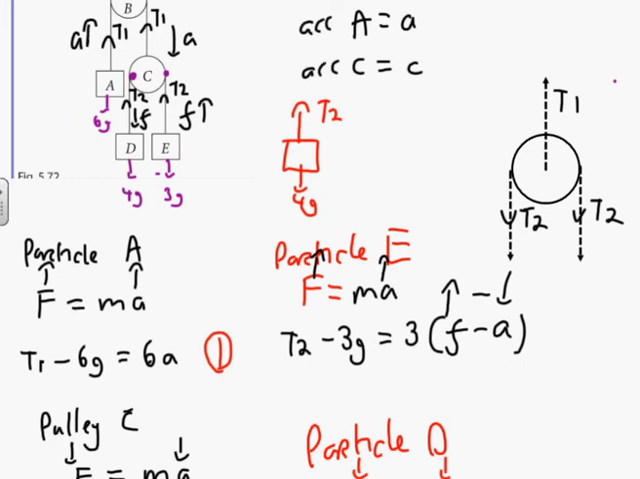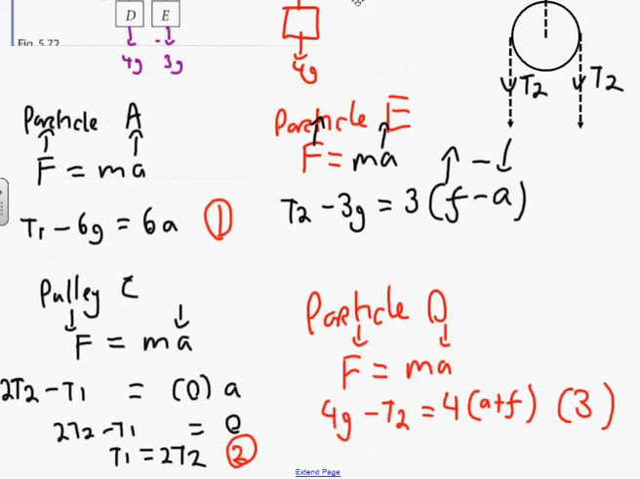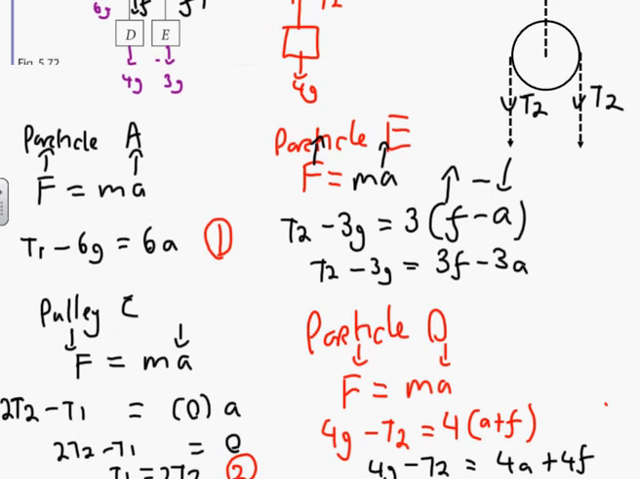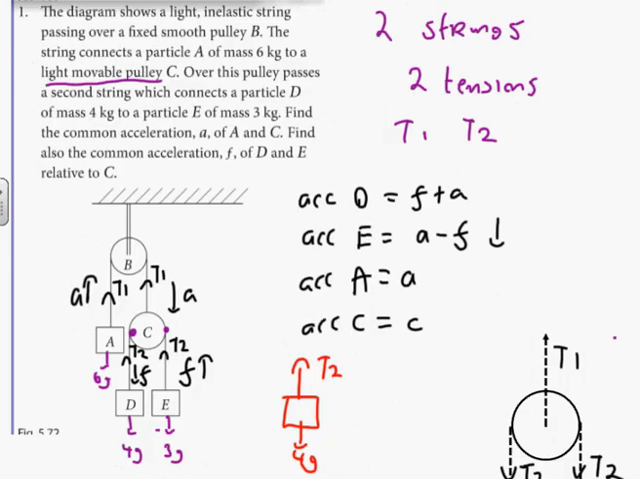Sorry, just nearly there. Okay, so that's equation 3. Now, multiply these out. T2 minus 3G equals 3F minus 3A. The next one, 4G minus T2 equals 4A plus 4F. Is that alright? Now, what we're going to have a look at here, guys, is what is the question again?